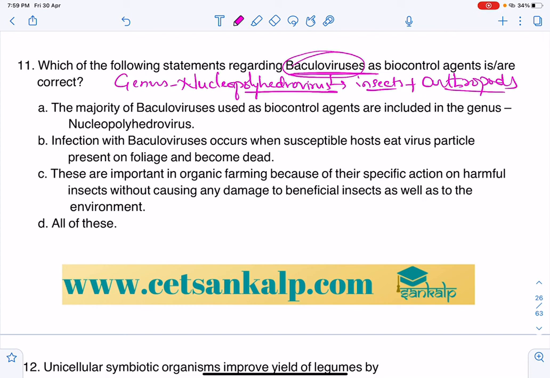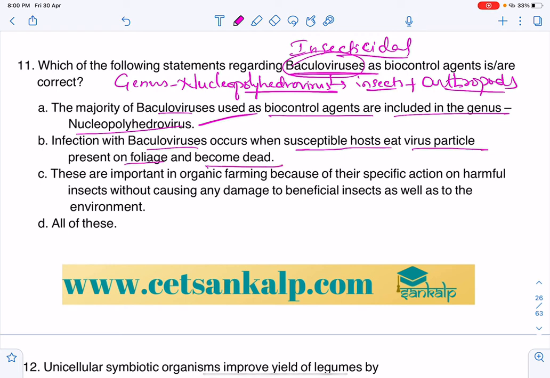They won't affect any other host plants, mammals, birds and fishes, but they are specific and narrow spectrum only, for insecticidal application. They're going to kill insects. The majority of baculoviruses used as biocontrol agents include genus nucleopolyhedrovirus. That is correct. Infection with baculoviruses occurs when susceptible hosts eat virus particles present on foliage and die. So this is also correct.